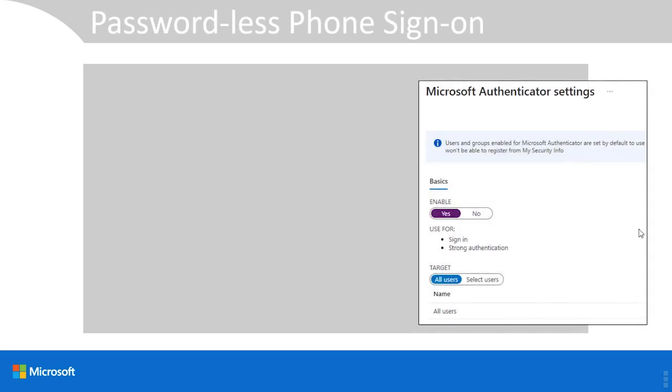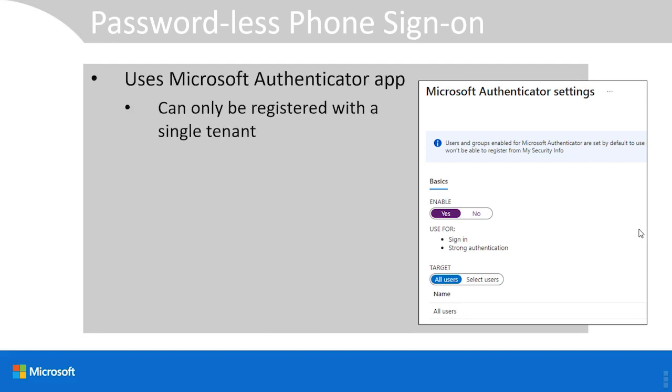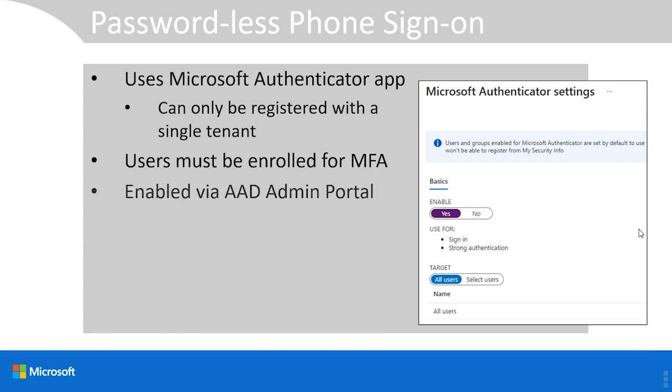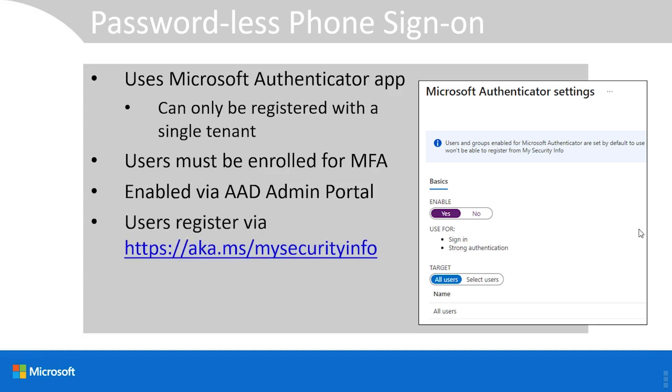Passwordless Phone Sign-On, as the name implies, allows users to authenticate without any password at all. Instead, they use the Microsoft Authenticator app. One special note is that the app can only be registered with a single tenant for this to work. Also, users must be enrolled for multi-factor authentication. You can enable it via the Azure Active Directory admin portal, and then users can register via the My Sign-ins portal at aka.ms/MySecurityInfo.